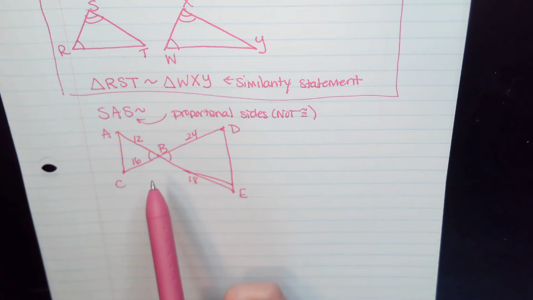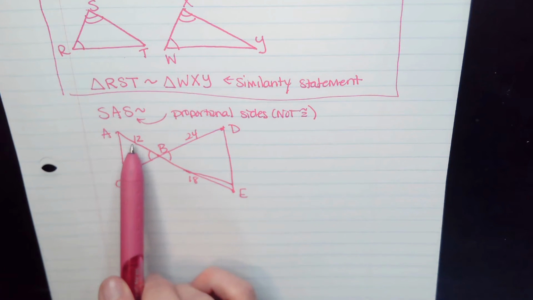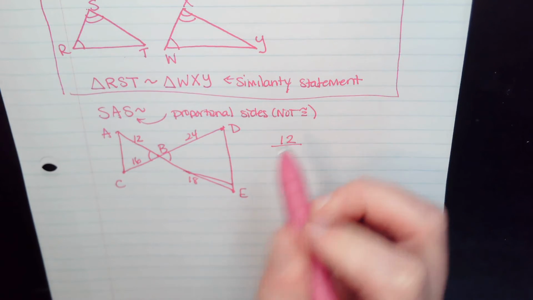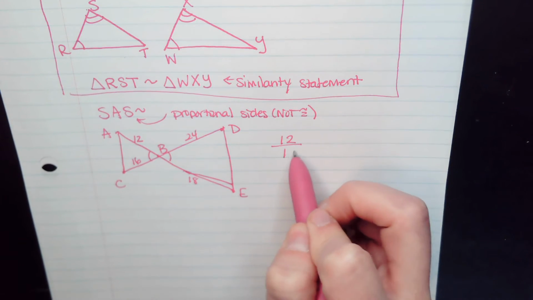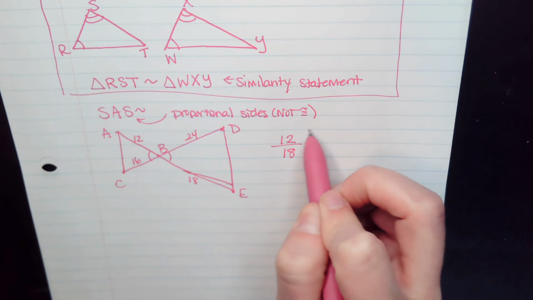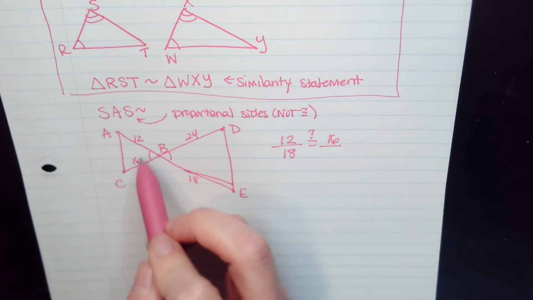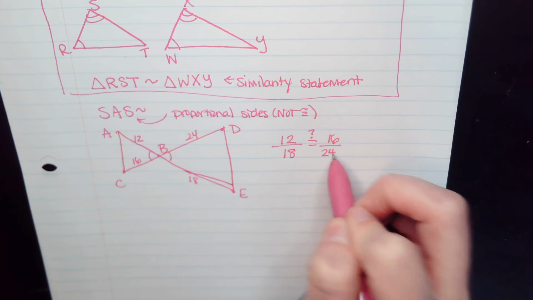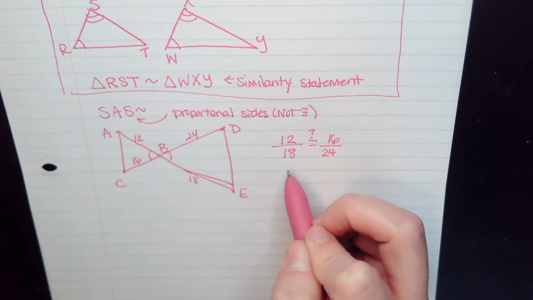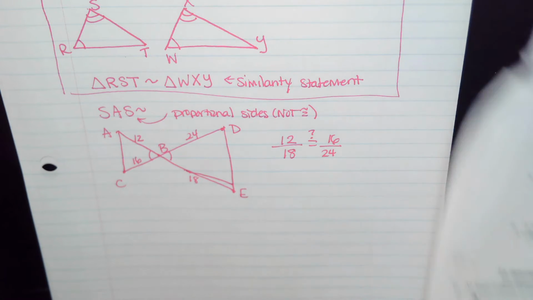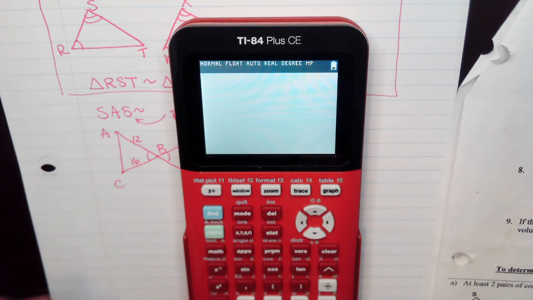So here instead, we'll take 12, which is the smaller of these 2 sides, and match it up with the smaller of the 2 sides here, which is 18. And let's see, does that equal 16, the longer of the 2 sides, over 24? So now we can reduce those, and you guys can reduce them in your calculator.